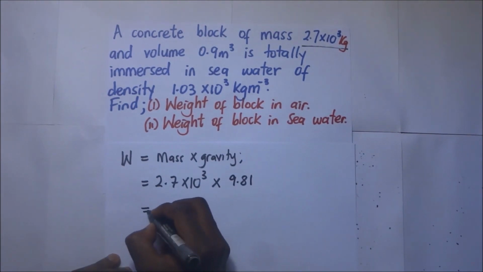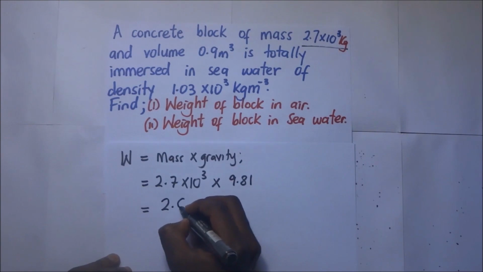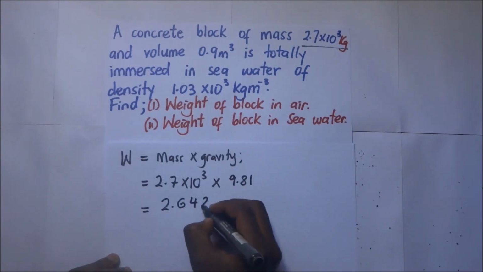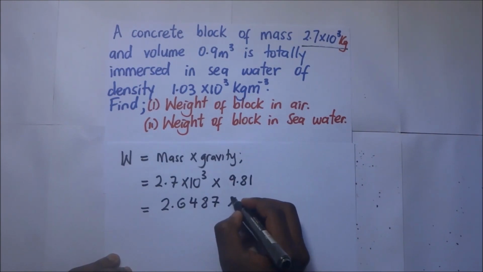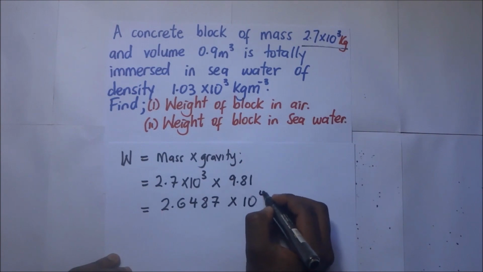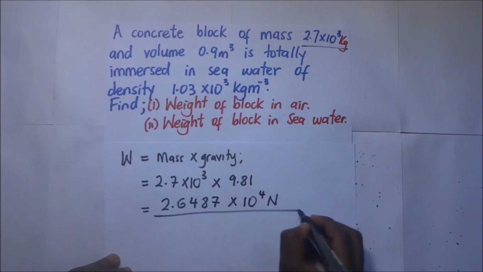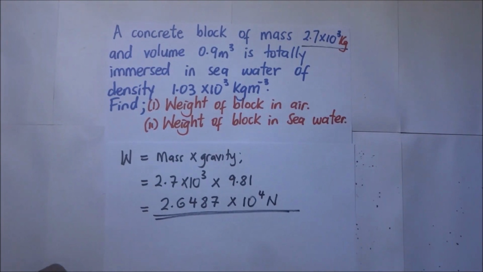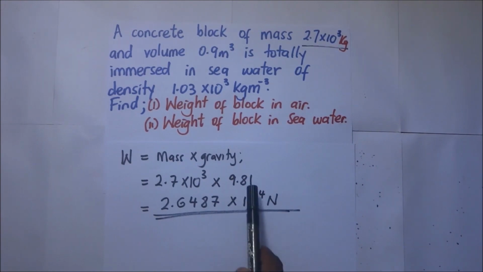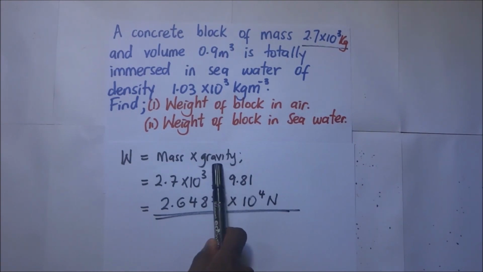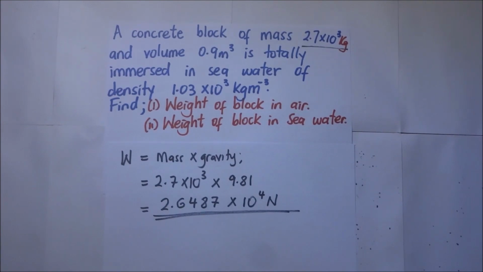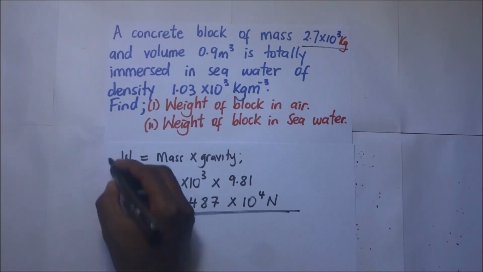So this is going to give us 2.6487 times 10 to the power 4 newtons. So that is the weight of the block in air. Unless otherwise stated, in all my videos, the value for g, or the value for gravity, will always be 9.81. So that's Roman 1 answered.